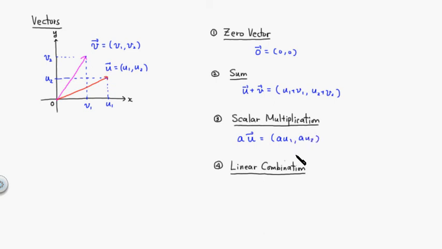Linear combination. So for example, say a times vector u plus b times vector v. This is going to be simply, again, linear combination component-wise. So au1 plus bv1 comma au2 plus bv2. That's how you make a linear combination.